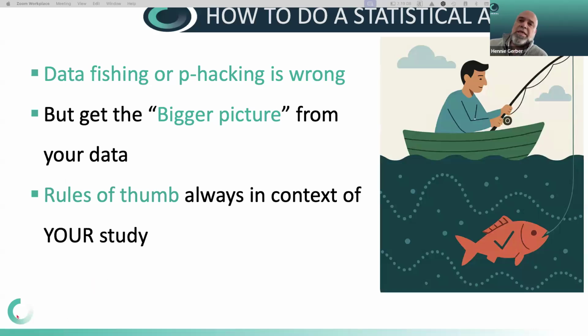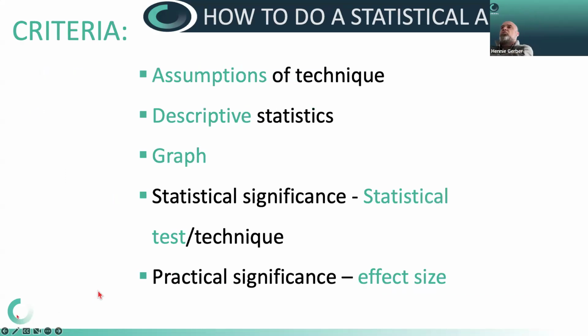Then what we will look at next is the criteria for doing a proper statistical analysis. So there's different things we're looking at. So what we look at first is the assumptions of the technique. There's no order in this. I'll just look at all the criteria that must be in place.